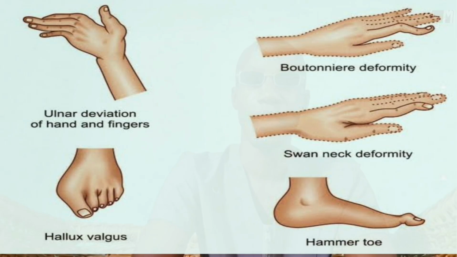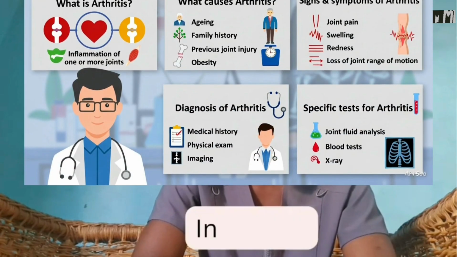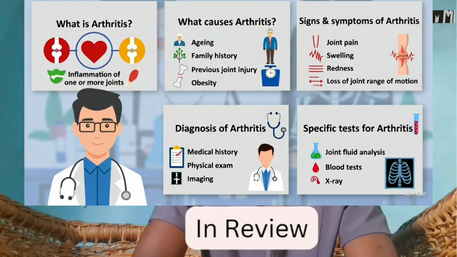So that is all I had for you today. Maybe to review what we've discussed, we can indicate that arthritis encompasses more than 100 different conditions, but typically they manifest with joint inflammation. And osteoarthritis and rheumatoid arthritis are the most prevalent forms of arthritis. So I'll do a video on management of arthritic conditions.